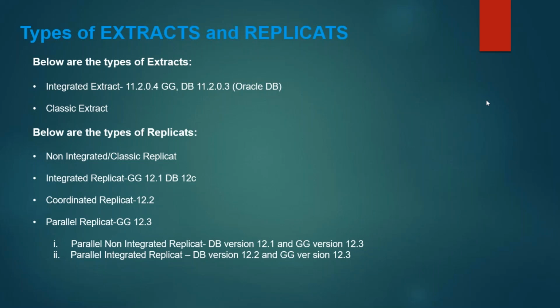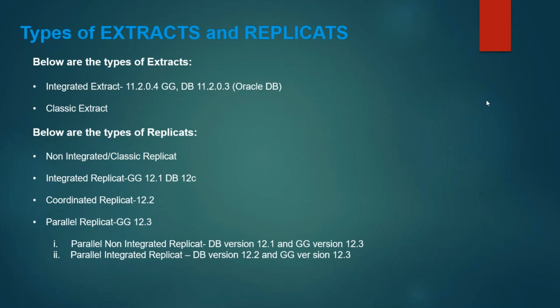Coordinated replicate was introduced in Goldengate version 12.2. Parallel replicate has been introduced in Goldengate version 12.3. Coordinated replicate is making classic replicate run in parallel mode. Parallel replicate is the latest type of replicate and it brings a huge performance improvement. Why? Because there are multiple applier and mapper processes which run in parallel replicate.